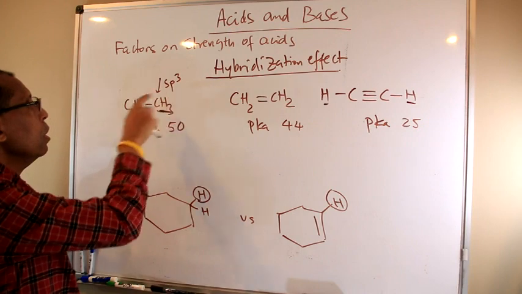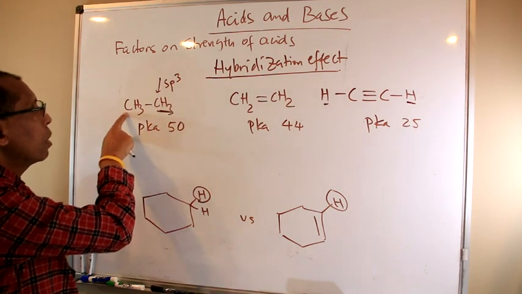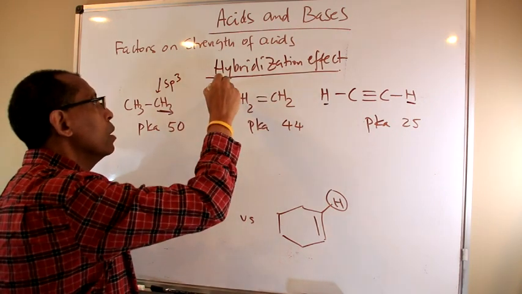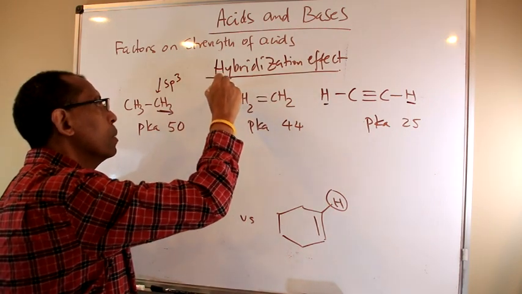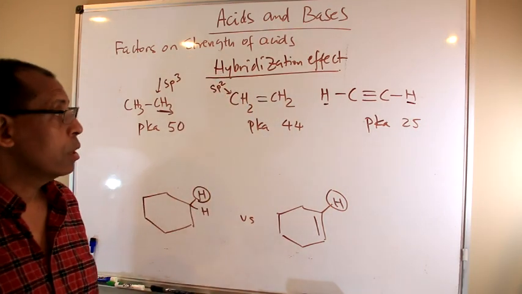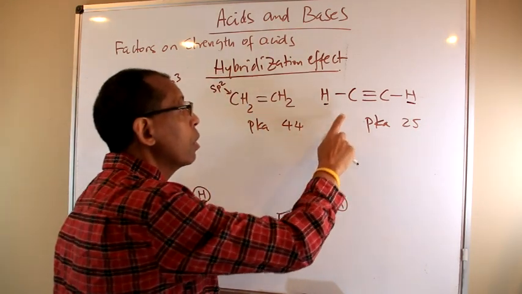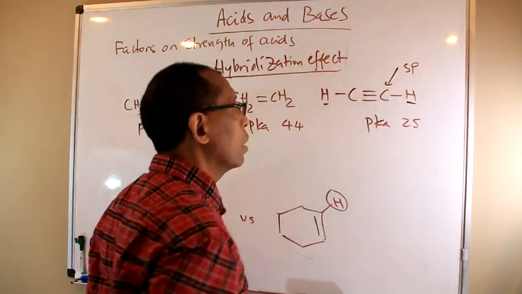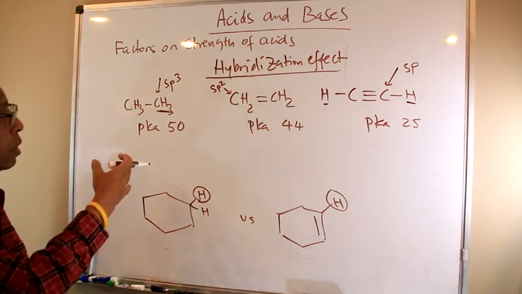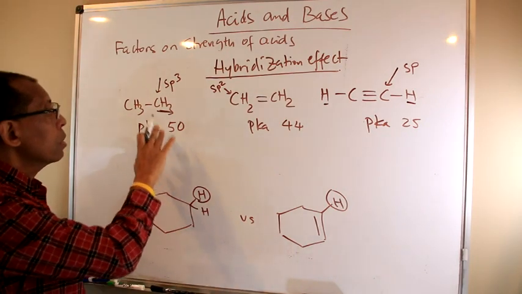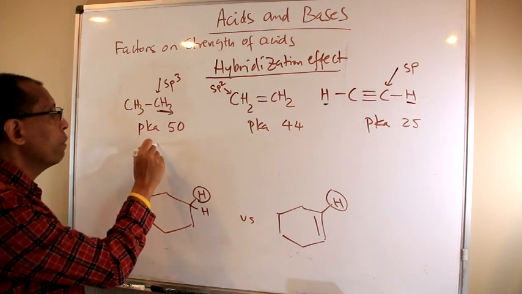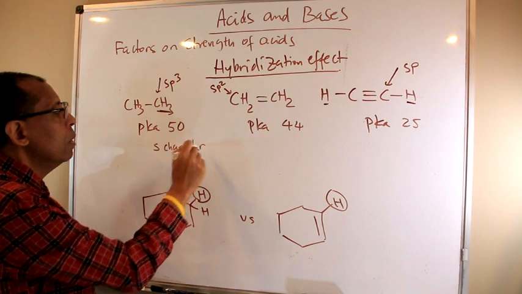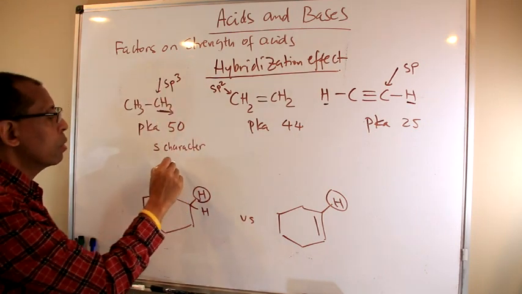When we say sp3, it's referring to this carbon or to that carbon. Here, this carbon or that carbon is sp2 hybridized. Remember to review hybridization. And if you just look at this carbon or that carbon, this is sp hybridized carbon. So as you see here, the S character by percentage is 25. S character for this one is 25%.